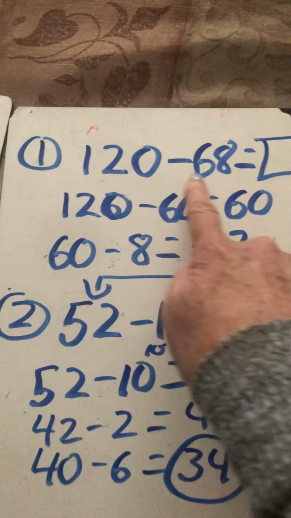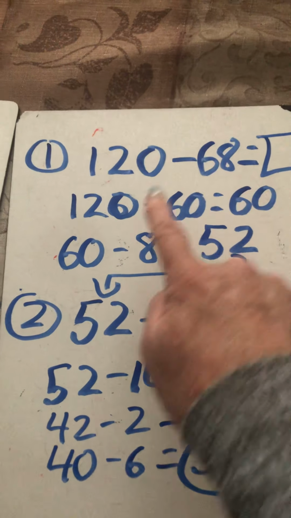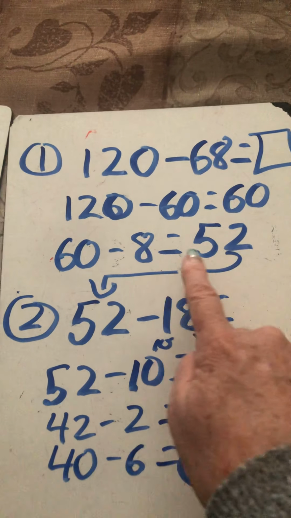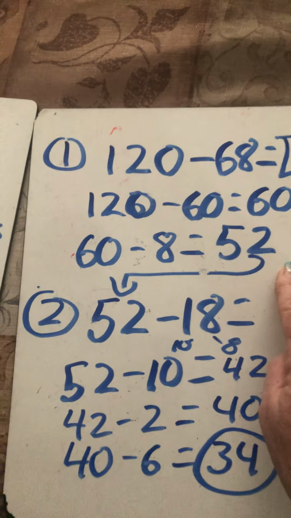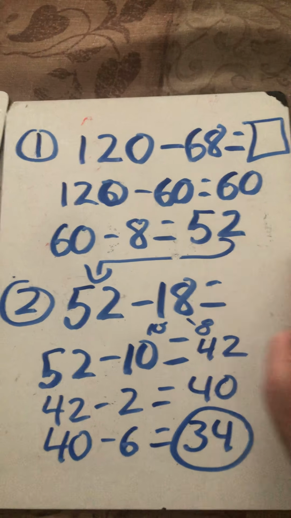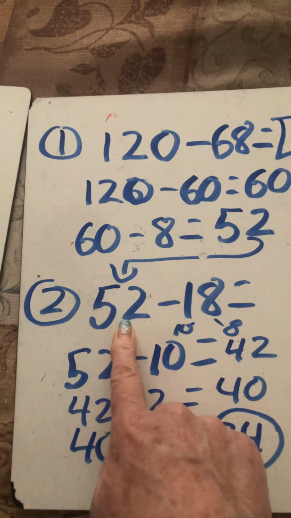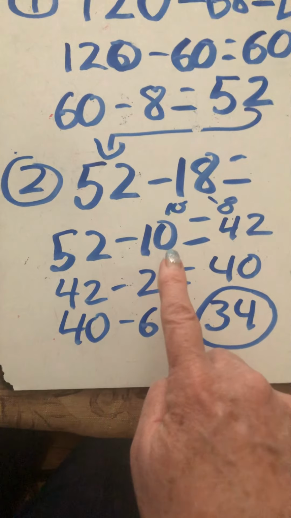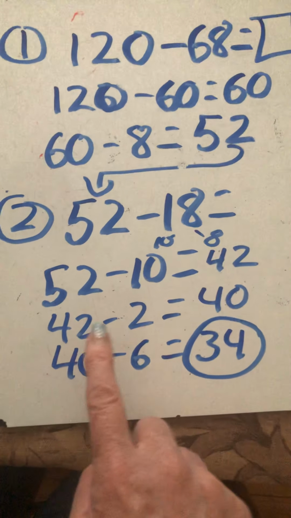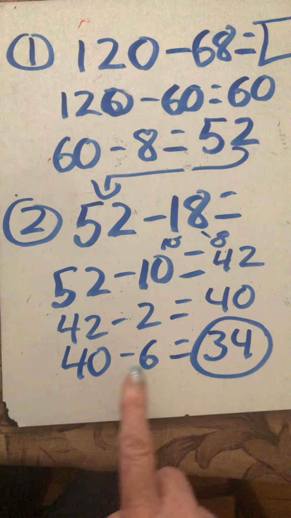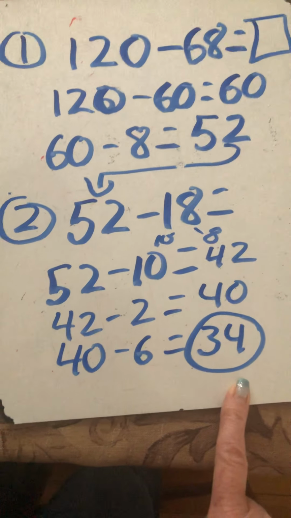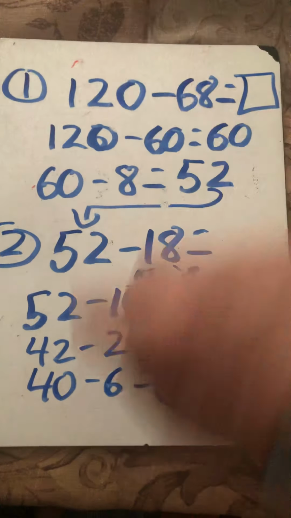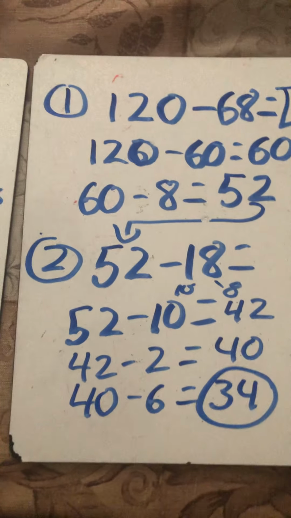You take your whole and you subtract the number of students. So 120 minus 60 is 60, and then 60 minus 8 is 52. That's how many seats are remaining after you fill them with students. Then you take that number and you subtract the number of adults. So 52 minus 10 equals 42. 42 minus 2 equals 40. And 40 minus 6 equals 34. That's how many seats are empty. First step, subtracting the students. Second step, subtracting the adults.